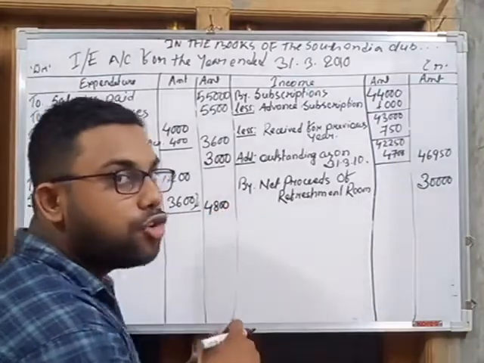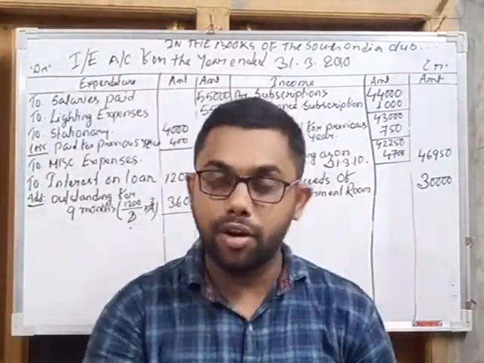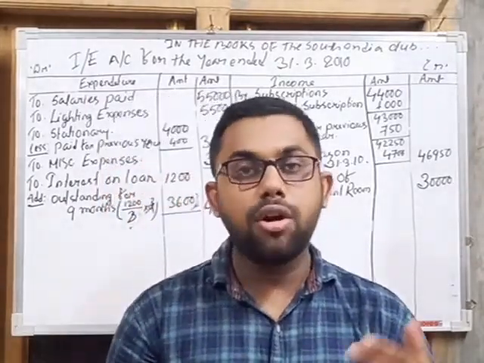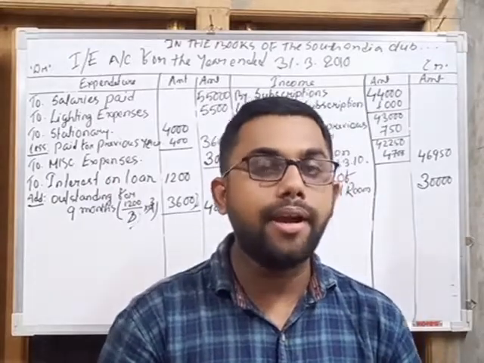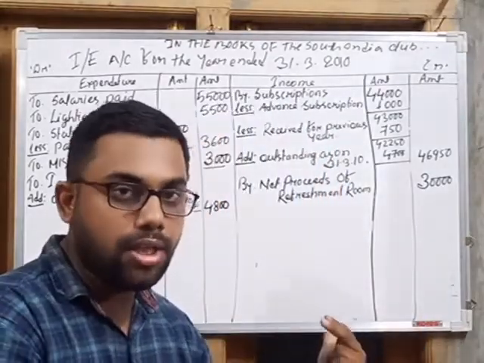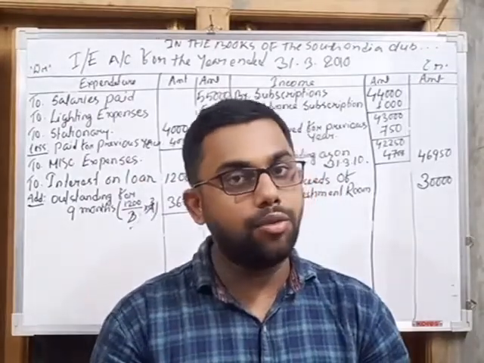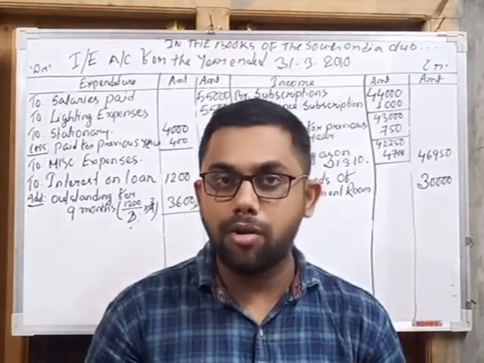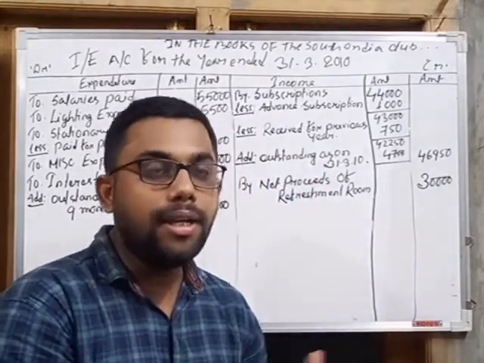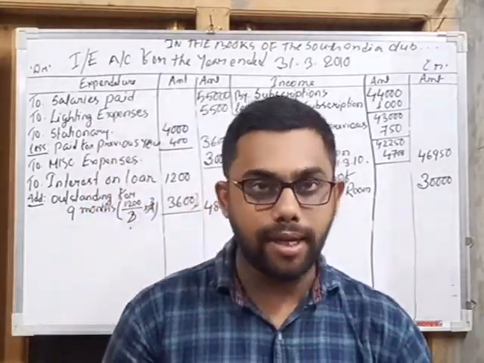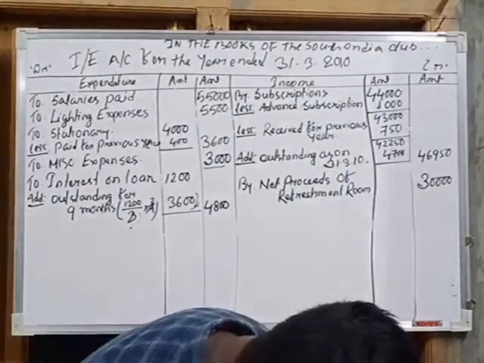Because this is the accrual basis of accounting, whatever expenditure we have incurred, whether it is paid or not paid, we have to record it in our accounts. In that question, it is paid only for 3 months, but the 9 months is the outstanding amount, so we have to record it in the income and expenditure account, because it is the expenditure for the current accounting year.